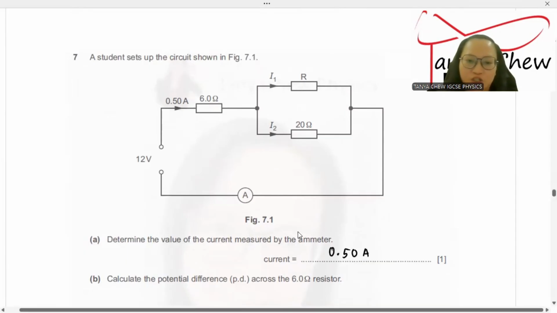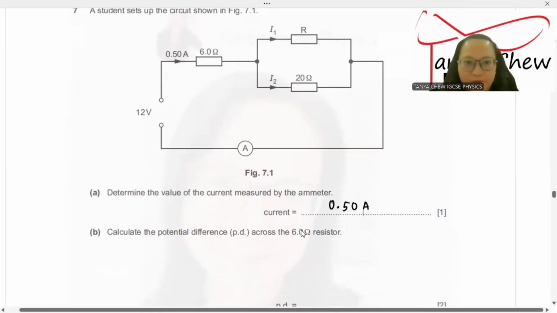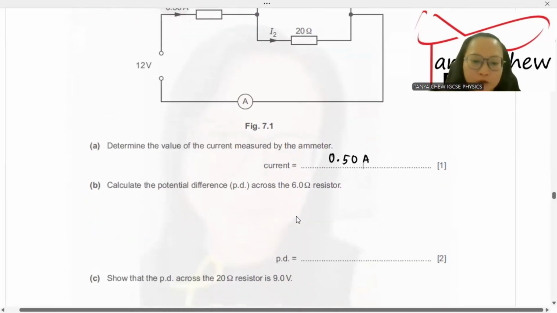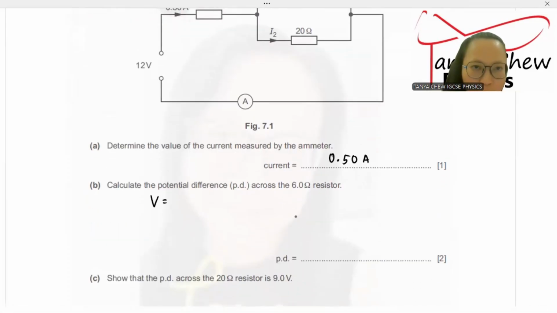B, calculate the potential difference, PD, across the 6 ohm resistor. Since you have the current that flows through the 6 ohm, you use Ohm's law. V equals IR. The current flowing is 0.5 and the resistance is 6. Therefore, the potential difference is 3 volt. 3 volt is the answer.